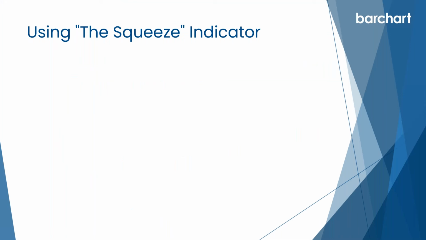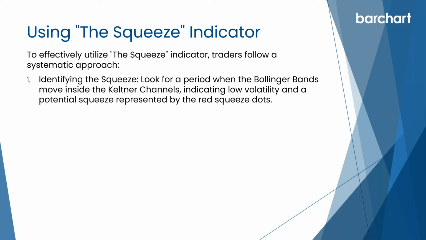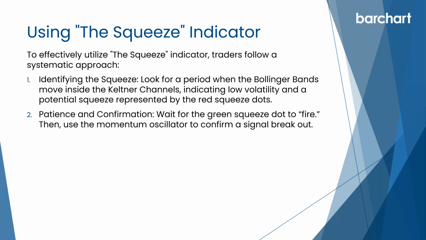So using the squeeze, how can we effectively use it? There's a very easy systematic approach here. First we're going to identify that squeeze. We're going to look for the periods when the Bollinger Bands are inside the Keltner bands, and that's indicating low volatility. So this will be represented by that red squeeze dot. Then we're going to patiently wait for confirmation, wait for that green squeeze dot to fire, and then use that momentum oscillator to confirm the breakout signal.